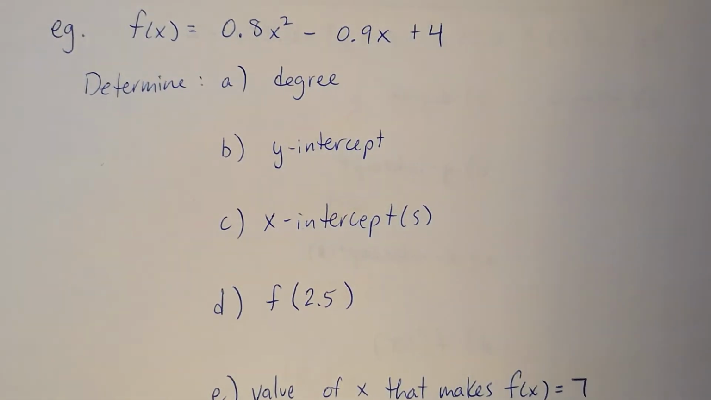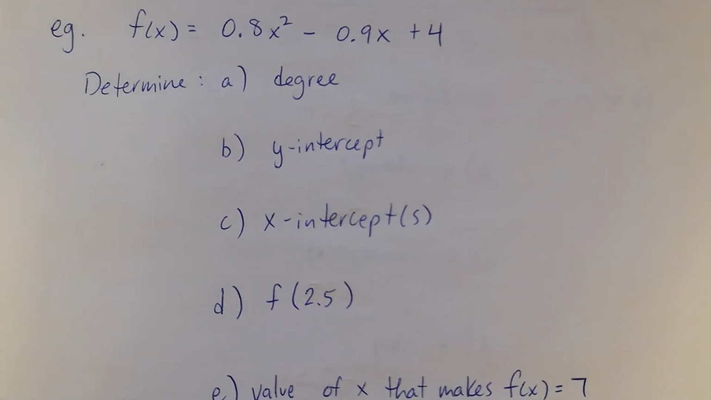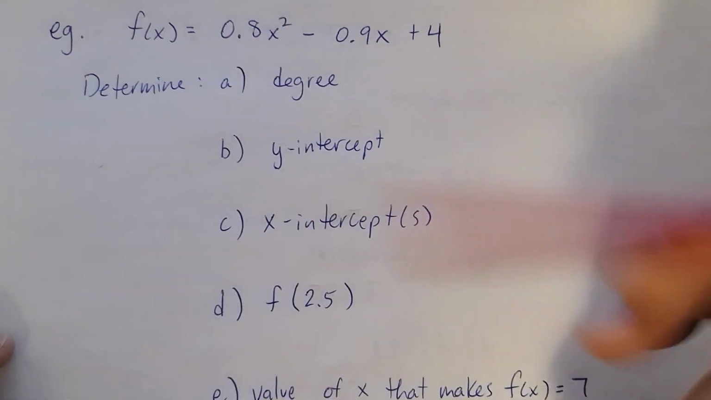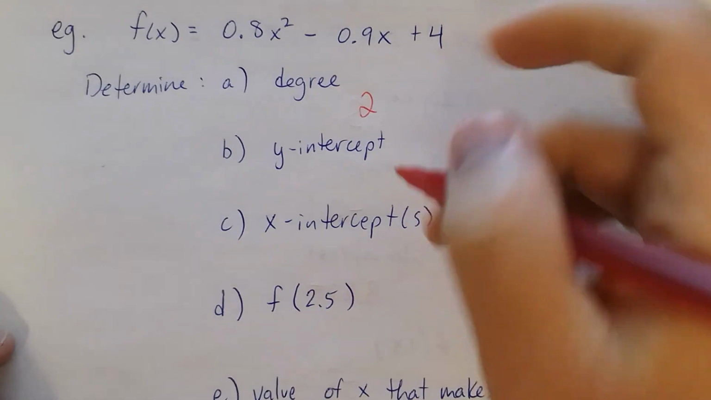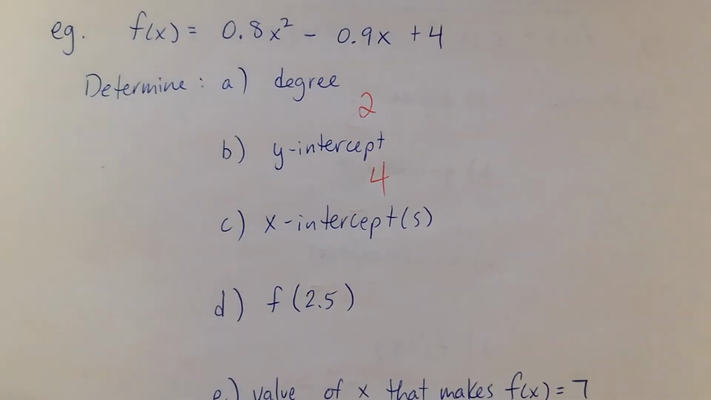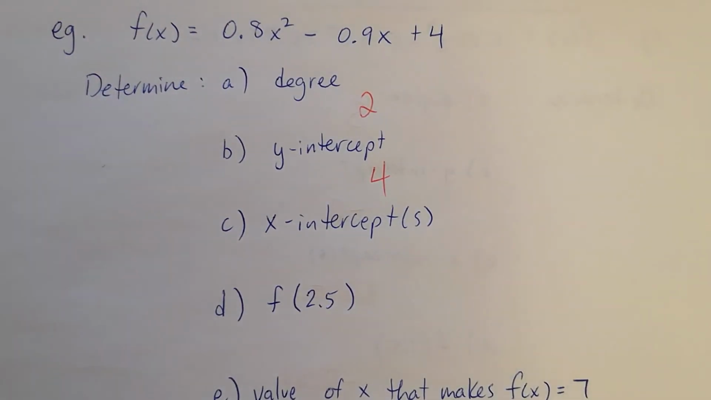Okay, I'm back with one more example. It should be about the same in difficulty as the previous video. So I got a new function here. This time it's a quadratic. Degree is 2. All right, y-intercept is 4. Now let's graph it.